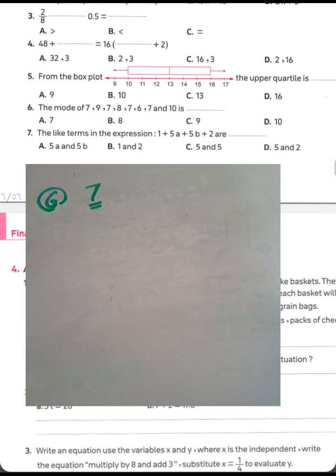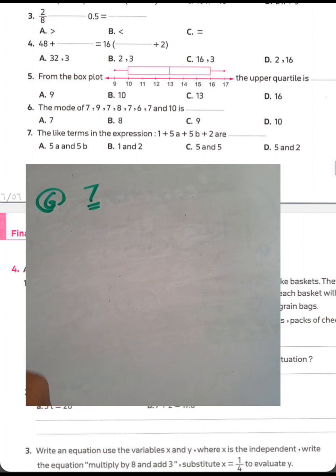Understood? We call it the mode. We know the mode means which number is repeated the most. The most repeating here is 7. 7 repeats 4 times here. Then the result will be 7. Choose letter A for question number 6.